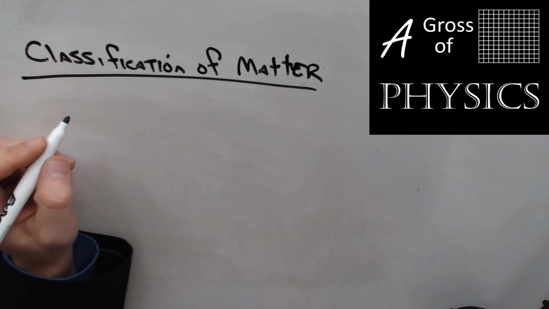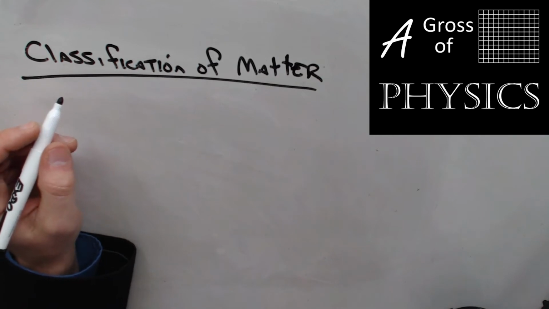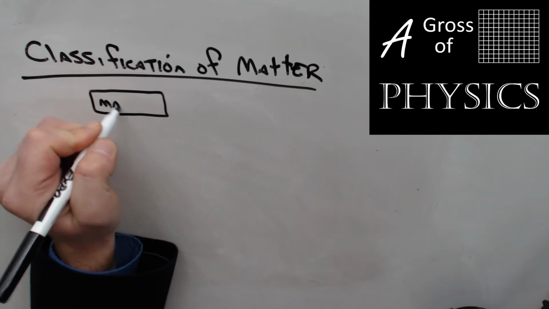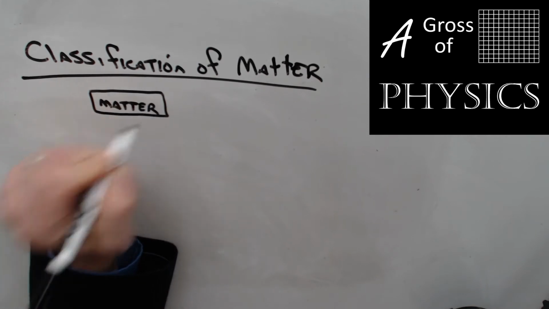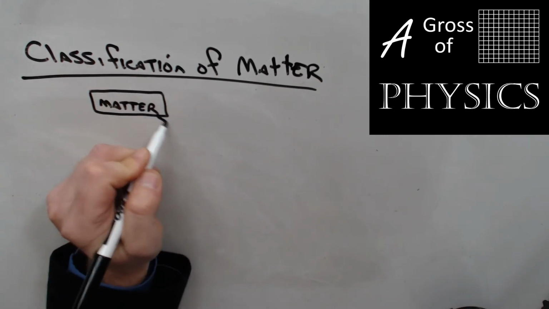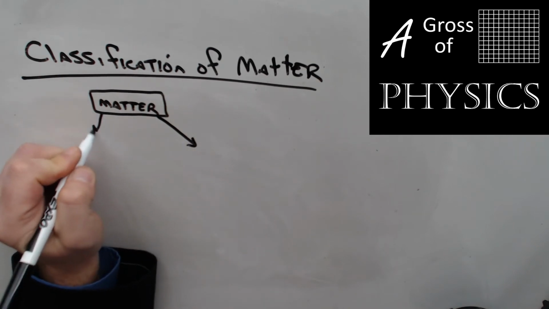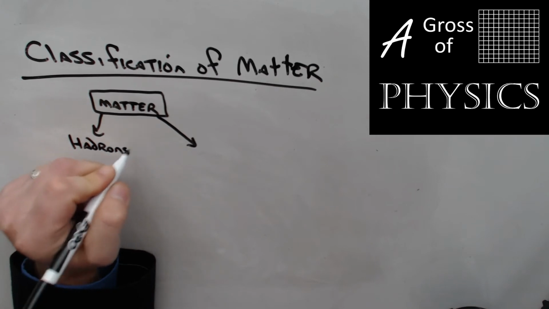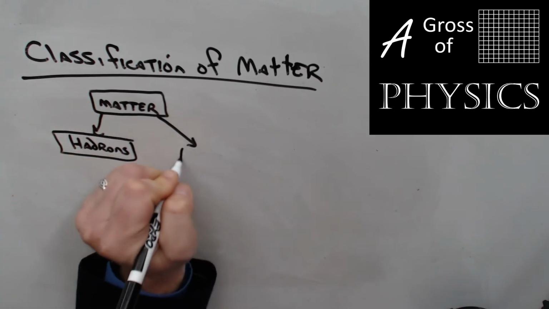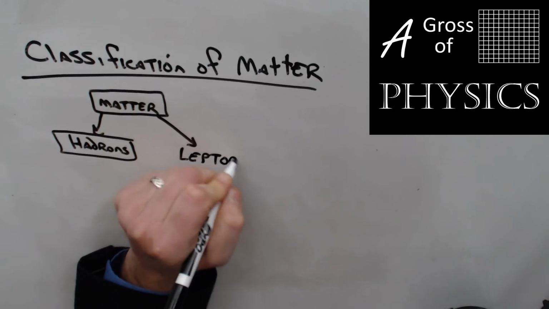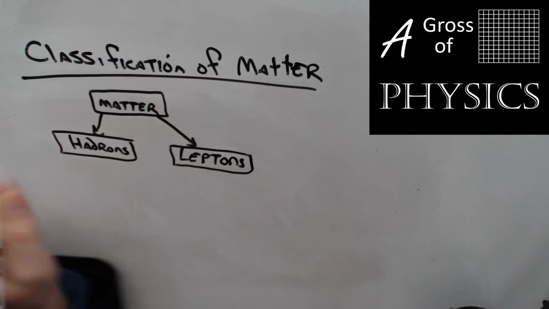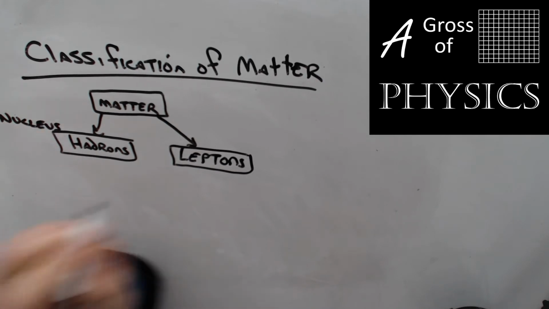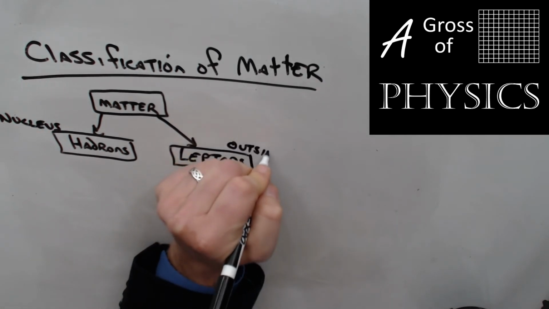All right. Now the reference table classifies matter in a flowchart, and we have matter here. And it's broken down into two sections. We have the hadrons and the leptons. And the hadrons are in the nucleus, and the leptons are outside.